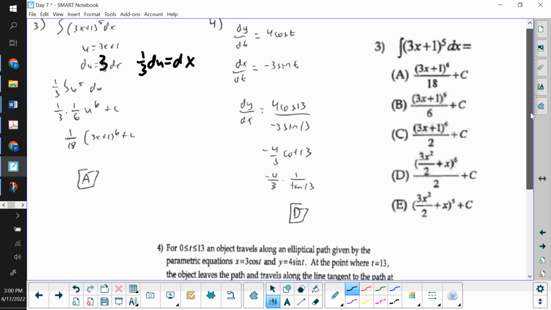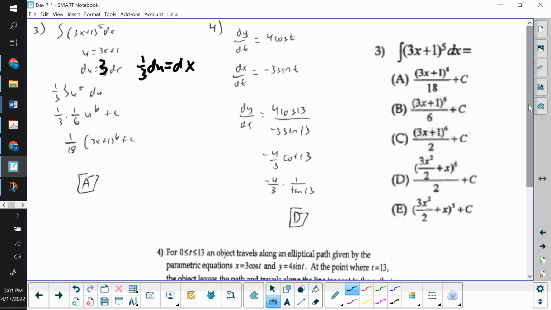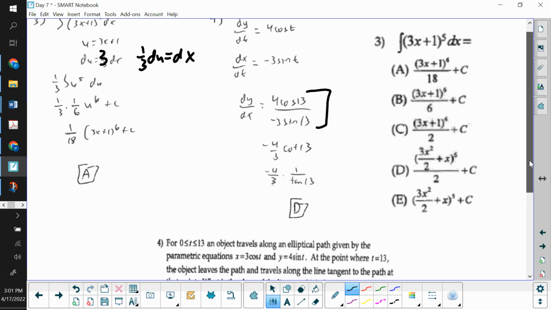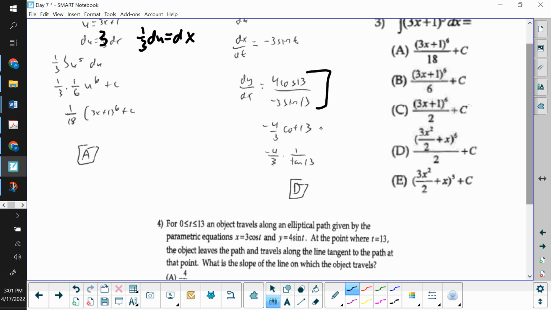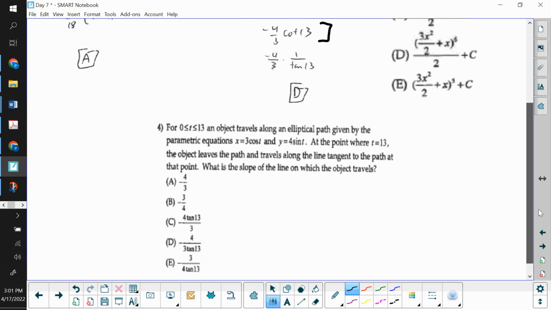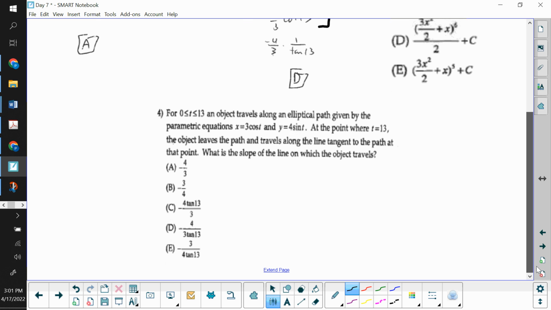In 4, we want to find dy dx, so that's dy dt over dx dt, and we'll fill in the 13. So initially, you probably get this, but that doesn't match any of our choices. So a cos over a sine is a cotangent, but that's still not a choice. So a cotangent is the same as a 1 over a tan, and now that will match choice D.